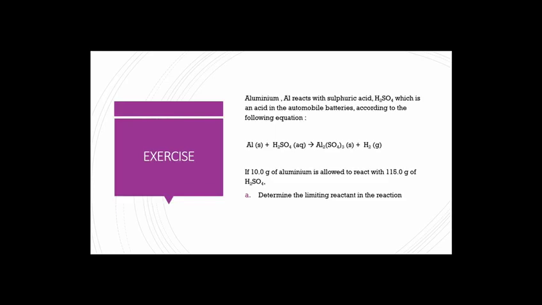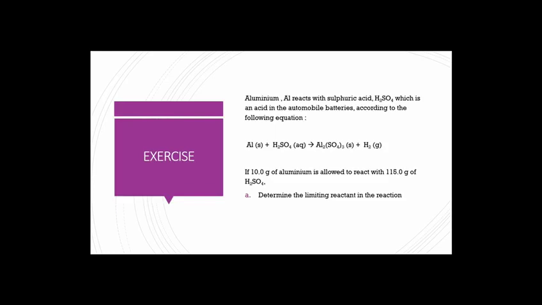In this question, aluminium was allowed to react with sulfuric acid to produce aluminium sulfate and hydrogen gas. In the reaction chamber, we have 10 grams of aluminium and it's going to react with 115 grams of sulfuric acid. The question here is, what is the limiting reactant in this reaction? Is it aluminium or is it sulfuric acid?